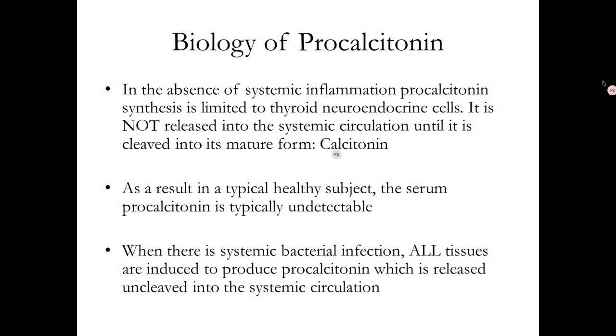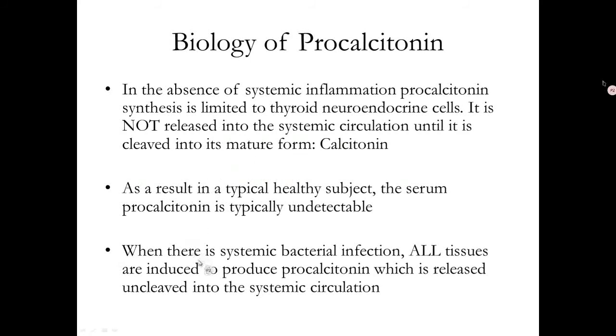What is procalcitonin? Now, procalcitonin, in the absence of any systemic inflammation, is produced by thyroid neuroendocrine cells. Now, the production is limited to thyroid tissue and is actually not released into the systemic circulation until it is cleaved into its mature form, the hormone known as calcitonin. So for all intents and purposes, in an otherwise normal, healthy adult or subject, if you check the serum procalcitonin, it will be undetectable. You are not supposed to have procalcitonin in your blood.